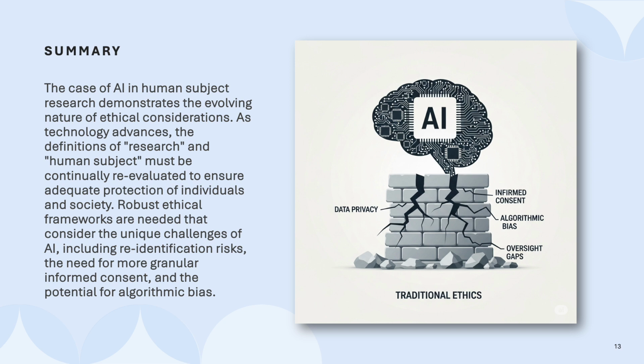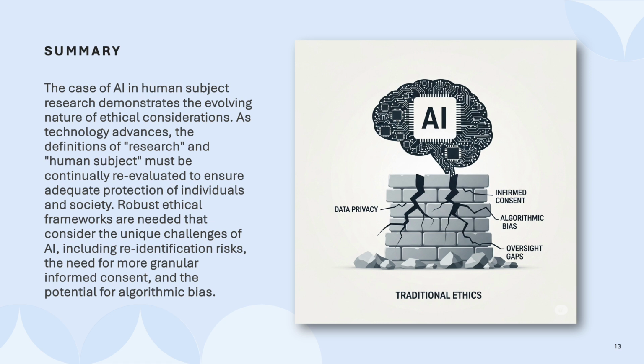In summary, the case of AI in human subject research clearly demonstrates the evolving nature of ethical considerations. As technology advances, our definitions of research and human subject must be continually re-evaluated to ensure we are protecting individuals and society. This image on the screen captures our central point perfectly. We see a modern AI resting on the foundation of traditional ethics, but that foundation is cracking under the strain of these new and unique challenges: data privacy, informed consent, algorithmic bias, and gaps in our oversight.